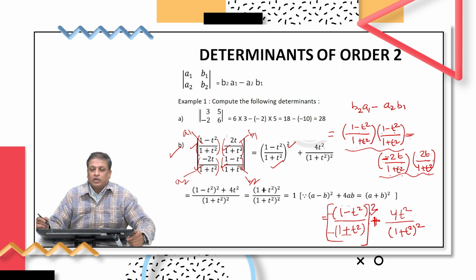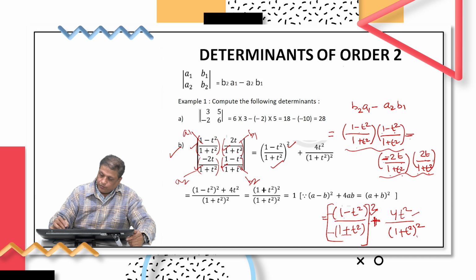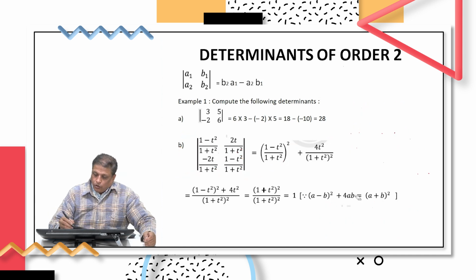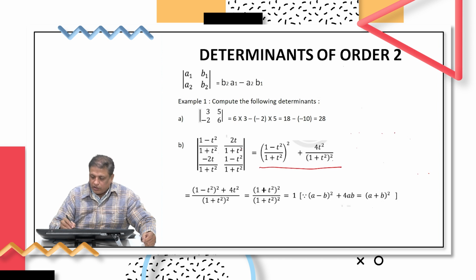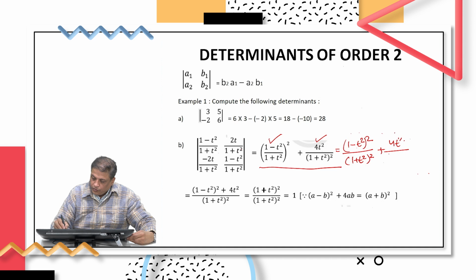I hope you are able to understand how to solve the determinants. Now we need to solve this expression. So we got 1 minus t square whole square upon 1 plus t square whole square, plus 4t square upon 1 plus t square whole square.